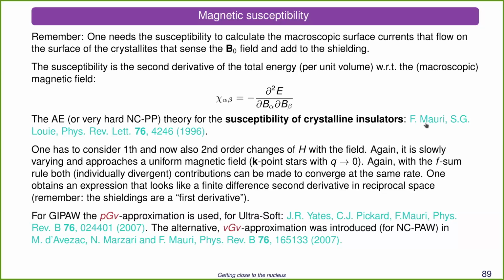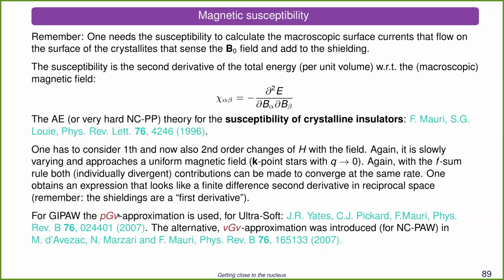There are now first and second order changes with respect to the field H. And if you read this paper, you find many things that you also find in the shielding calculation. You also find an f-sum rule, and all kinds of difficult technical details that we don't have time for now. The point I want to make is that when you go to GIPAW, you use an approximation to the actual expression, which has the form of the momentum operator times the Green's function times the momentum operator.